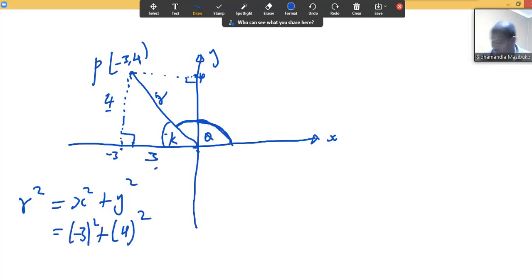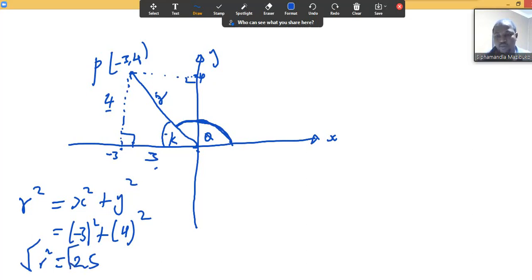You can put that in the calculator. Basically we have 9 plus 16, so that is 25. If you put this in the calculator, it's 25. So 25 is equal to r squared. You put a square root on both sides.